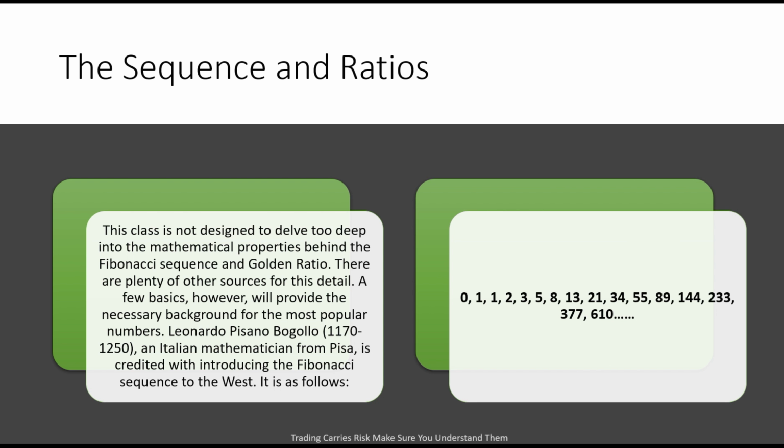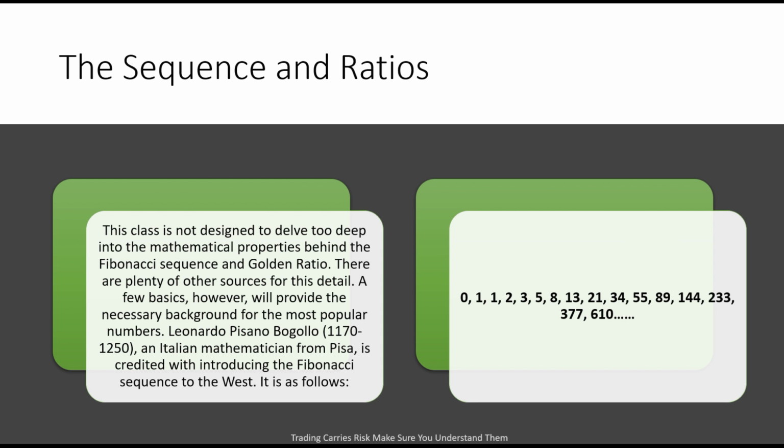Now, we're not going to delve deep into the mathematics and the golden ratio and the Fibonacci sequence, but we're going to take a look at where these numbers come from, because we have to understand where they come from and how they convert over to our ratios. Now, these ratios come from the sequence, okay?